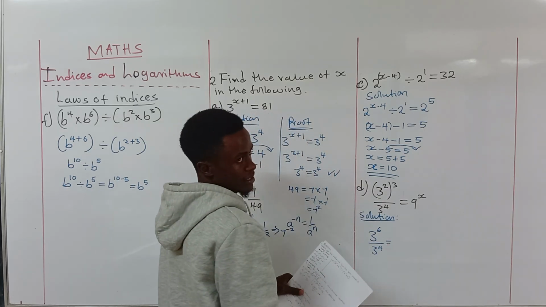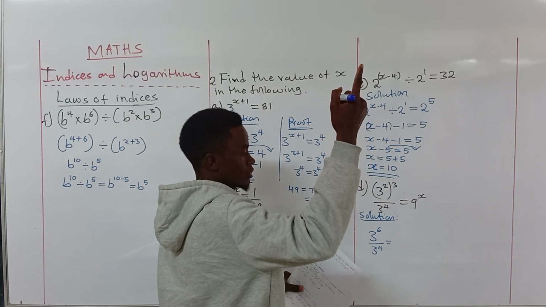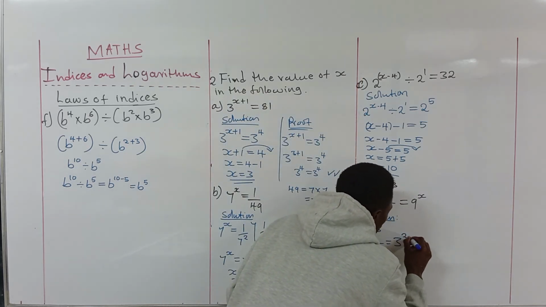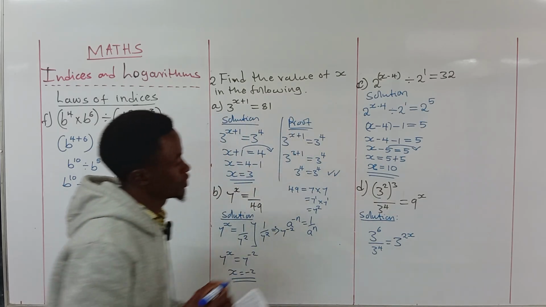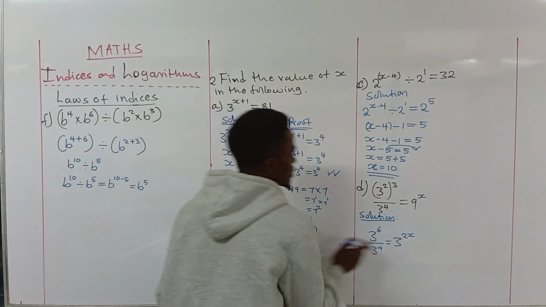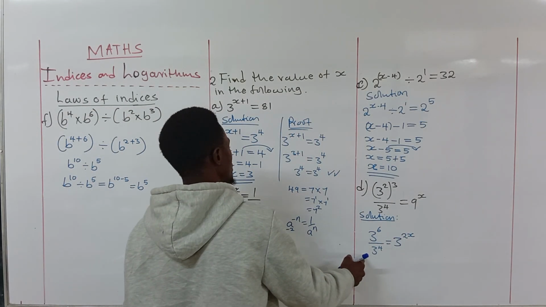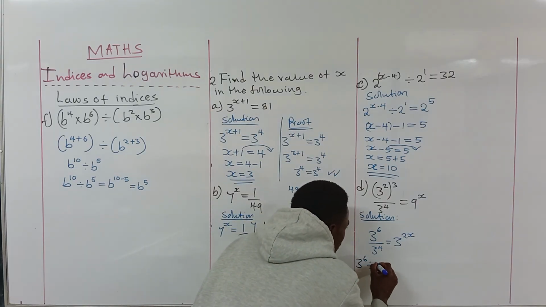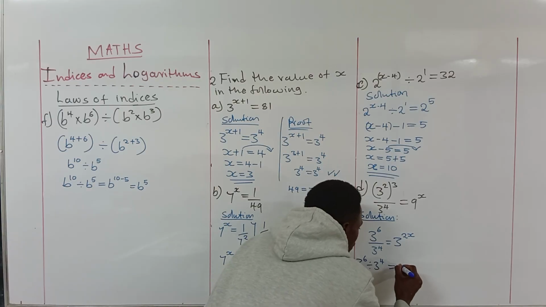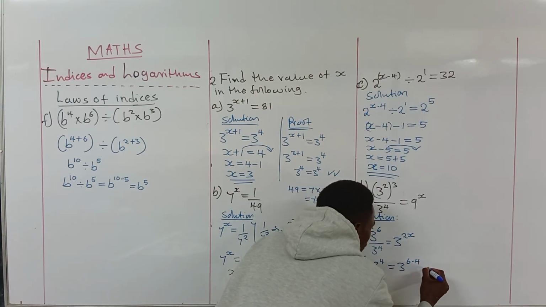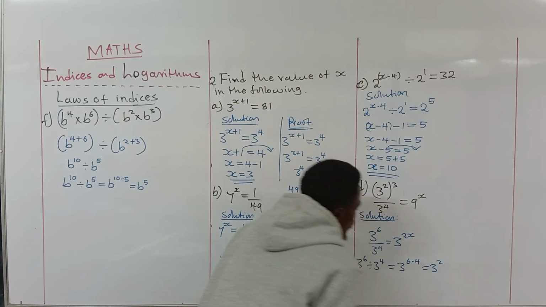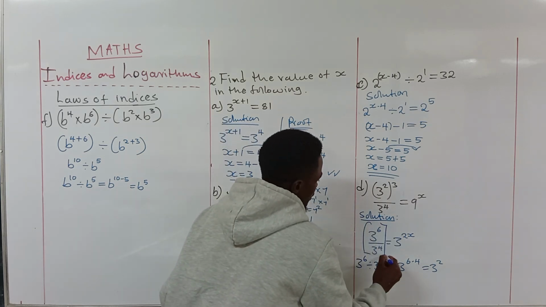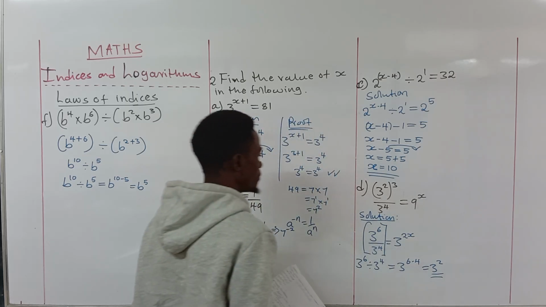9 can be written in terms of base 3. So 3^2 is the same as 9. So we are going to write 3^(2x). So we can solve on this left side. On the left side we can use the division, whereby 3^6 divided by 3^4 is going to give us 3^(6-4), which is 3^2. So this whole thing on the left side is going to give us 3^2.